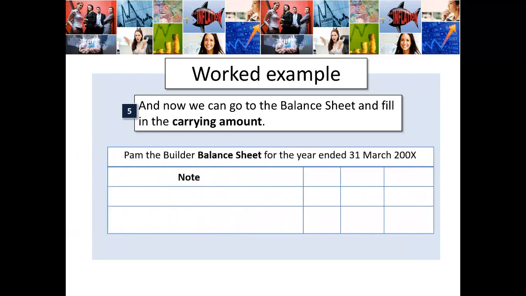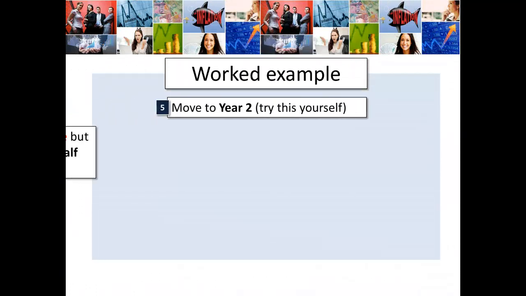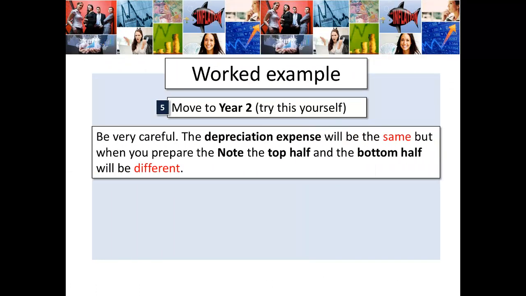Next we're going to the balance sheet, we're filling in that carrying amount. Non-current assets, our van is now worth $28,000 after the depreciation. We're going to move on to year two.